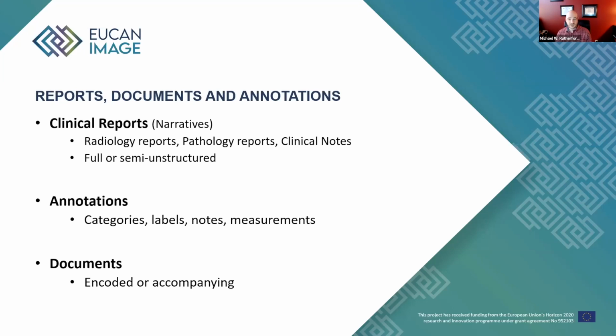So annotations can include categories, labels, notes, measurements, or similar relatively brief focused bits of information with a specific focus, such as a pixel or a region of interest or a whole image or even a series of images of a patient and/or specimen. So lastly, documents can be encoded in DICOM objects or accompany them, which tend to be more difficult to de-identify.